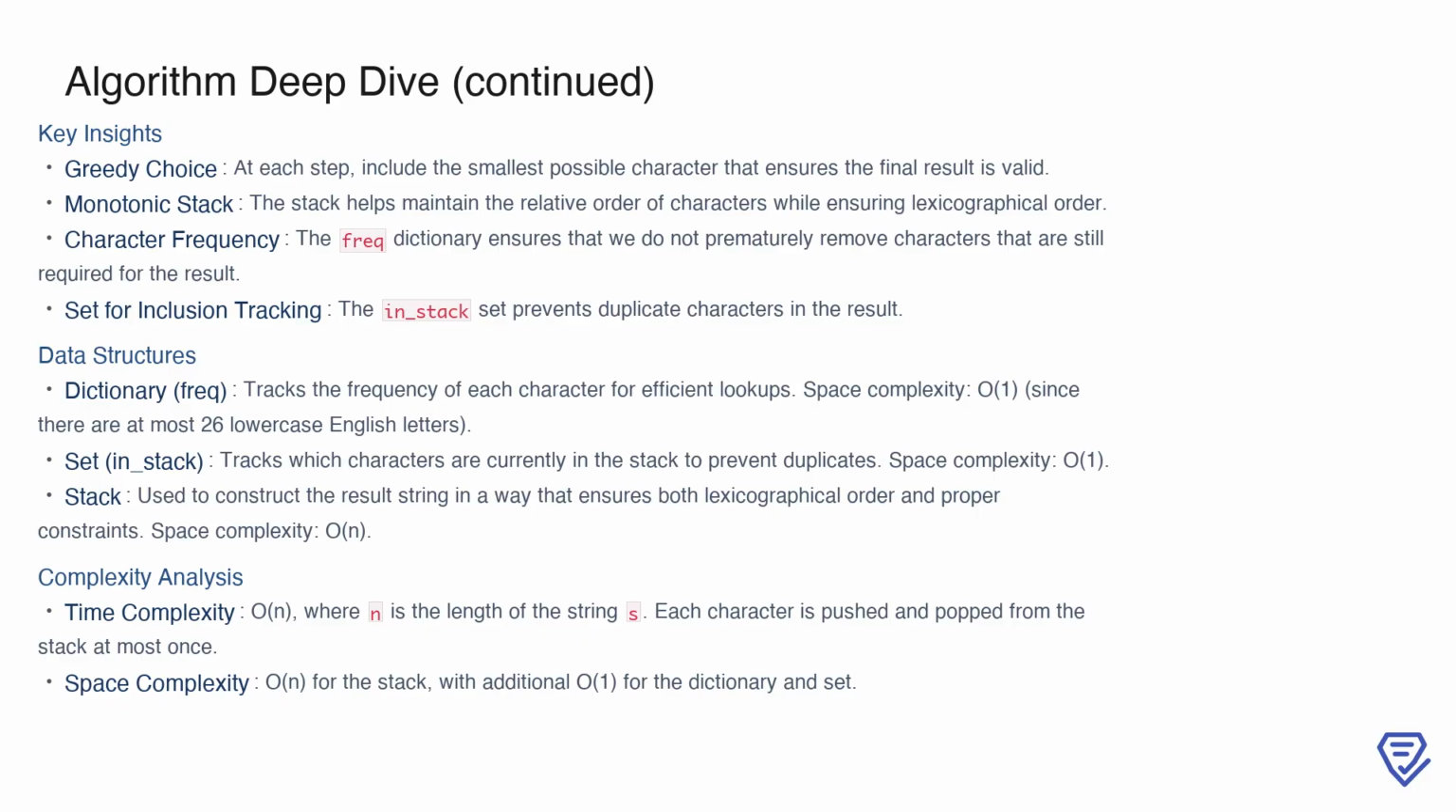The frequency dictionary ensures that we don't prematurely remove characters that are still needed for the result, while the set in_stack prevents duplicate entries in the final string. Let's briefly analyze the data structures and their space complexity. The dictionary frequency requires constant space, as it tracks at most 26 lowercase English letters. The set in_stack also has constant space usage for the same reason. The stack, on the other hand, has a space complexity proportional to the length of the input string, specifically O(n).